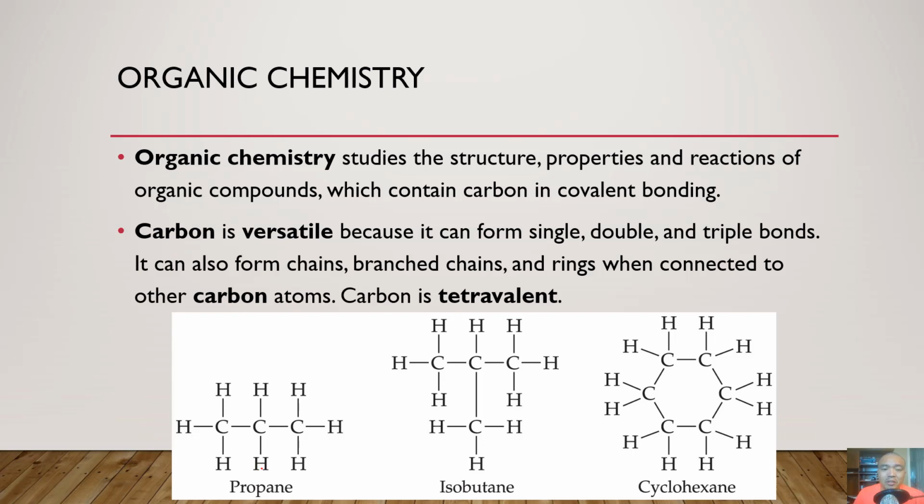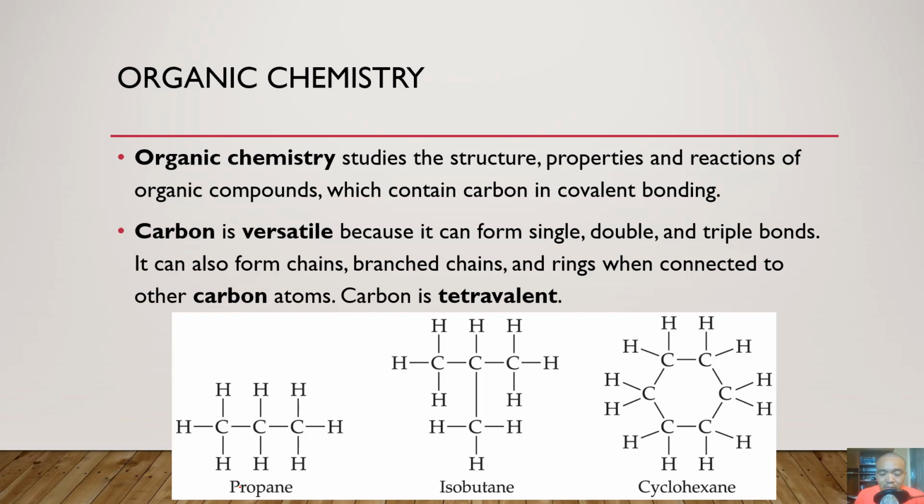First, carbon is versatile because it can form different types of bonds. For example, it can form single bonds, double bonds, triple bonds. It can also form different shapes. For example, it can form chains, branched chains, and rings when they connect to other carbon atoms.